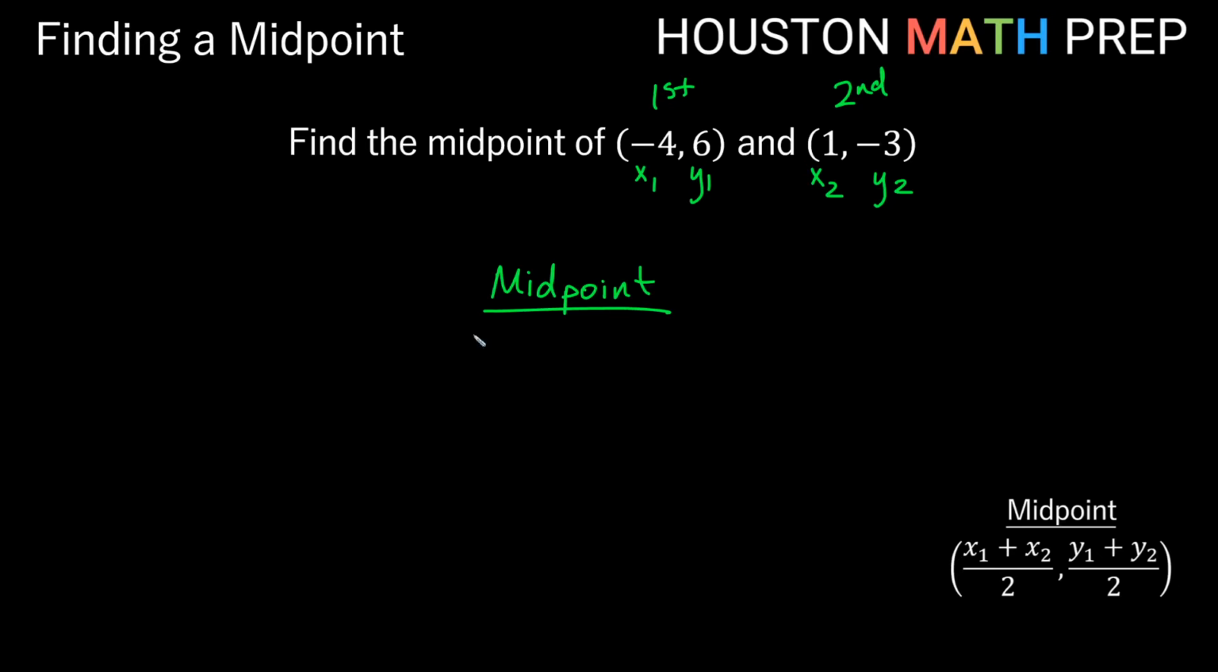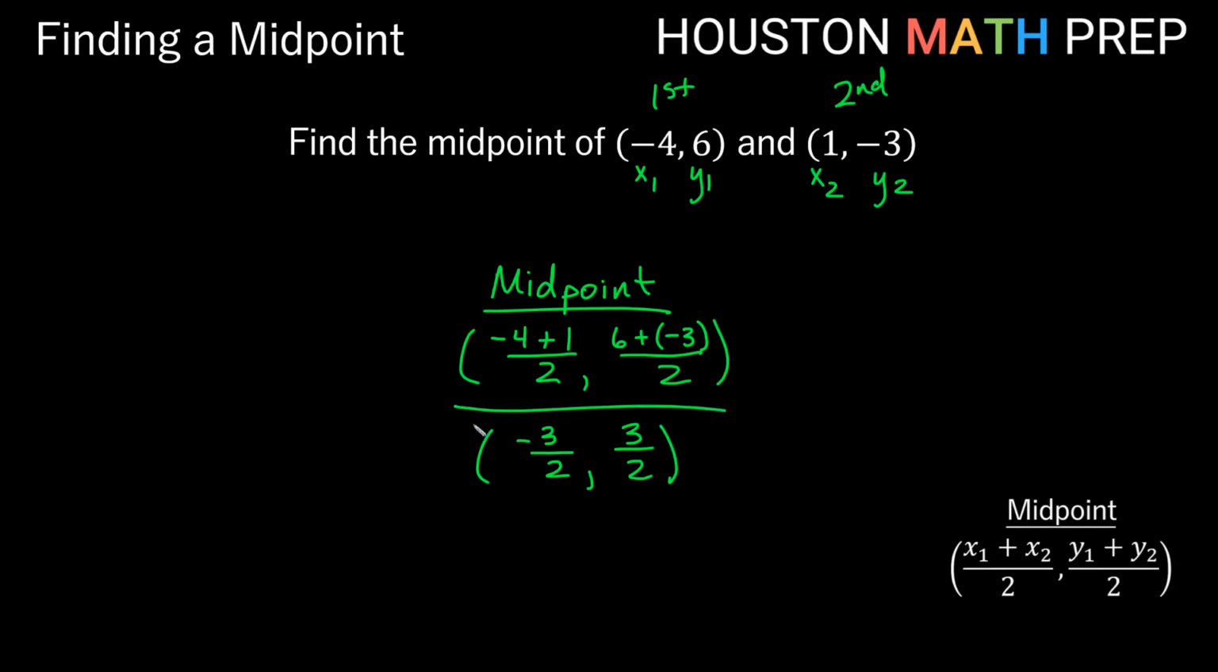Our ordered pair for this midpoint will be x1 plus x2 over 2, which is -4 plus 1 over 2. And here we have y1 plus y2 over 2. That will be 6 plus -3, careful with your sign there, over 2. Go ahead and simplify what we have on the top, so that will give us negative 3 over 2. And this one, 6 plus negative 3 is 6 minus 3. That will be positive 3 over 2. And 3 halves will not reduce, so we go ahead and leave this as fractions. Negative 3 halves, comma, 3 halves for our midpoint of (-4, 6) and (1, -3).